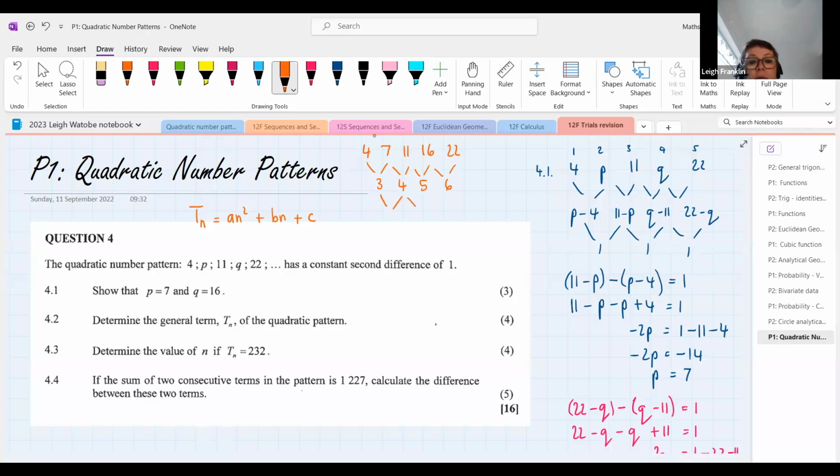Again, our constant difference, or our second difference, is going to be constant. So 4 minus 3 is 1. 5 minus 4 is 1. 6 minus 5 is 1. So it's very important to get this structure going when they're talking about quadratic number patterns.